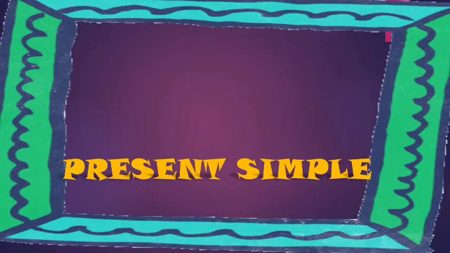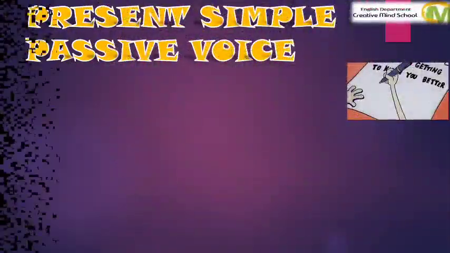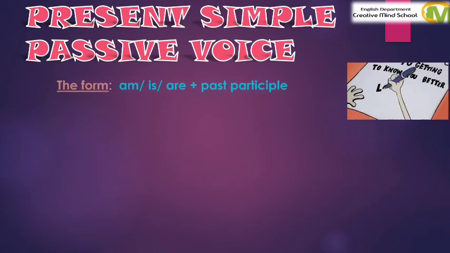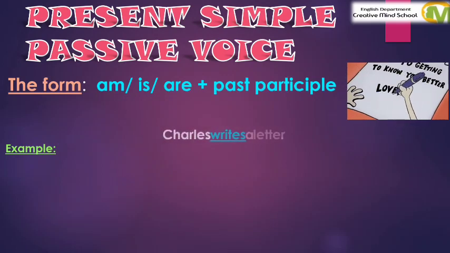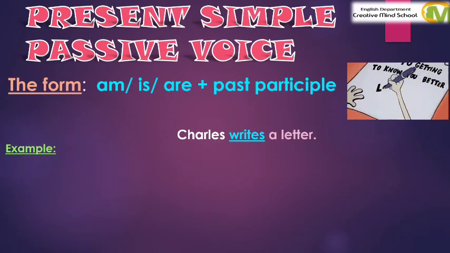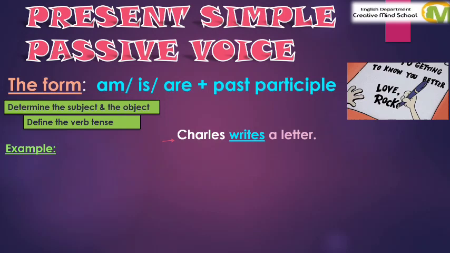Let's learn together how to form the present simple passive voice. The form: am or is or are plus past participle. Let's check the examples to know how to change active sentences into passive sentences. Charles writes a letter. Here we have two steps to change from active voice to passive voice. Number one, determine the subject and the object. Number two, define the verb tense.